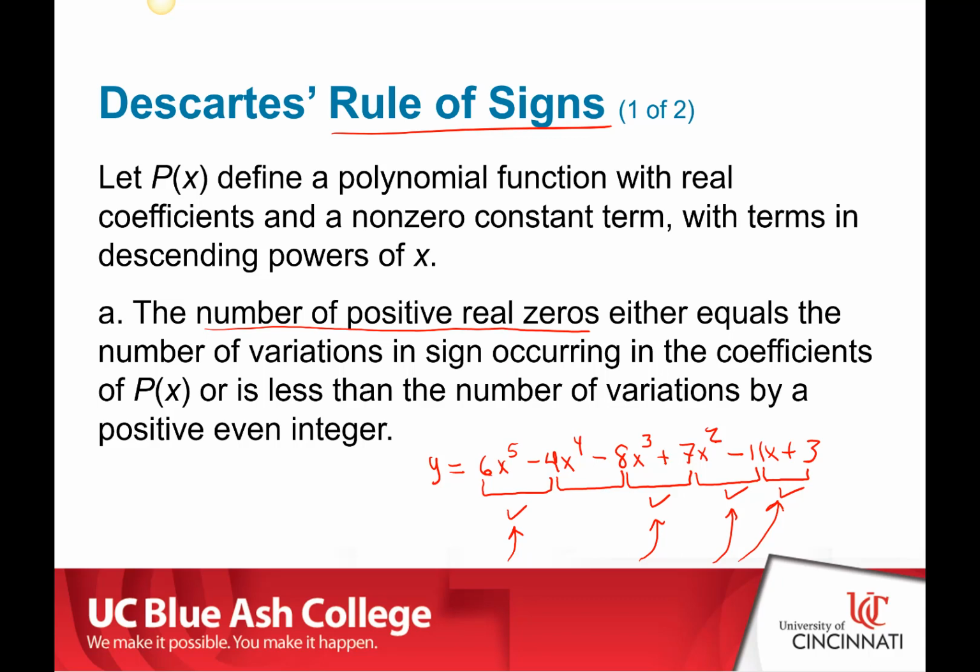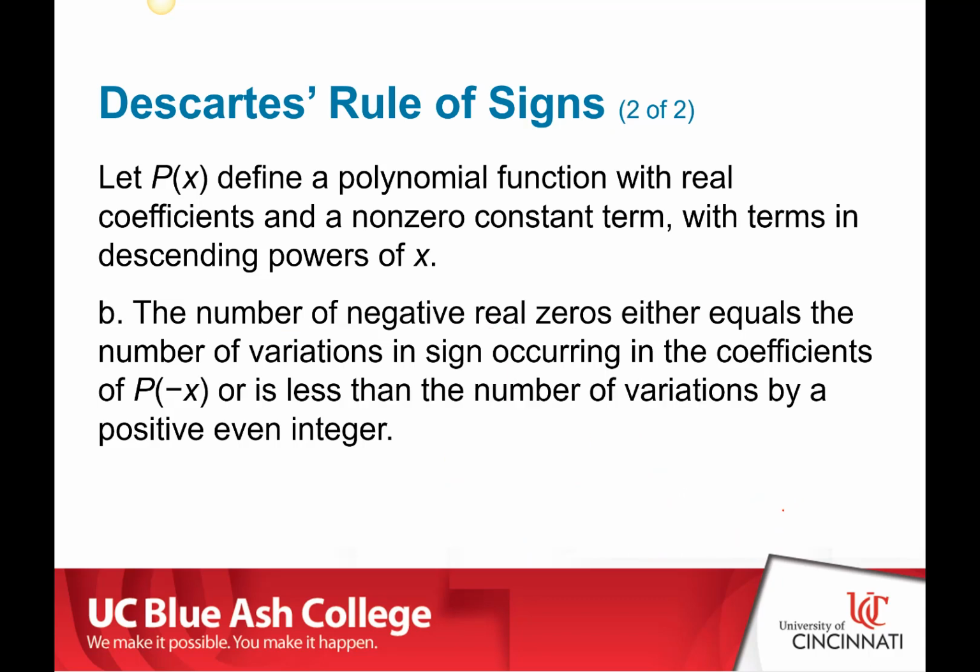Now, if it's not 4 of them, it would be 2 of them or 0 of them. It's going to decrease by an even integer. There's some reasons for that. We won't get into it right now. Okay, so that's how you locate the positive roots.